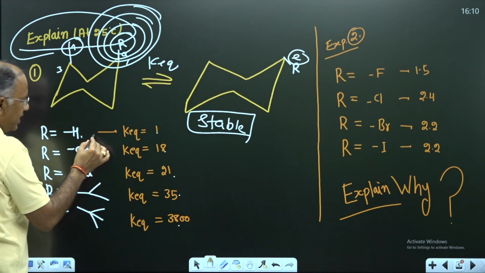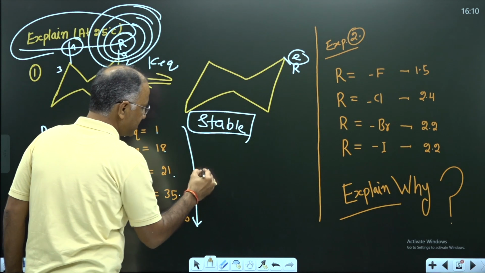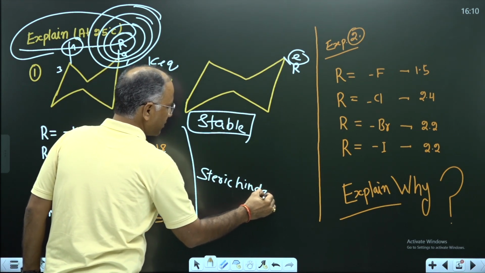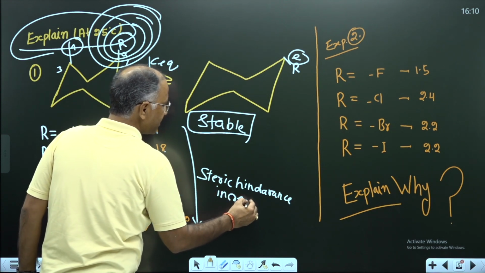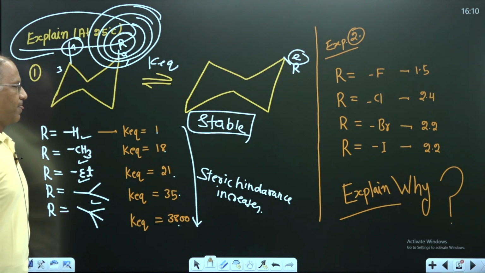Now we can easily see that as carbon increases, from this to this, steric hindrance increases. As steric hindrance increases, K equilibrium will shift in the forward direction.